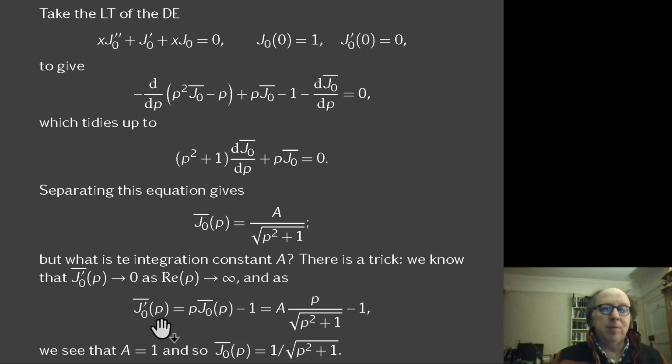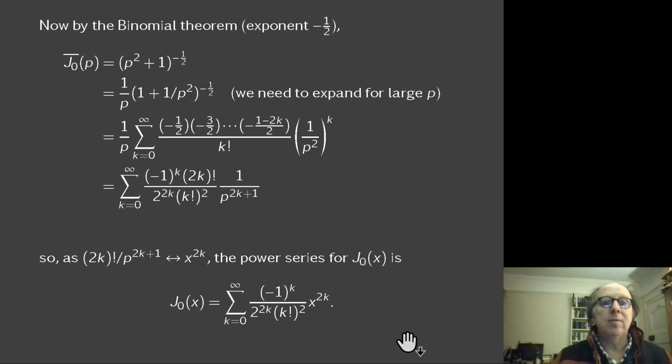And what is J0 primed bar? Well, that's P J0 bar minus 1, which is P times A over root P squared plus 1, or A times P over root P squared plus 1, minus 1. And that's got to go to 0. This lot goes to 1, and so A must be equal to 1 so that this can go to 0 at infinity. So J0 bar is 1 over the square root of P squared plus 1. Now we'll find its power series.